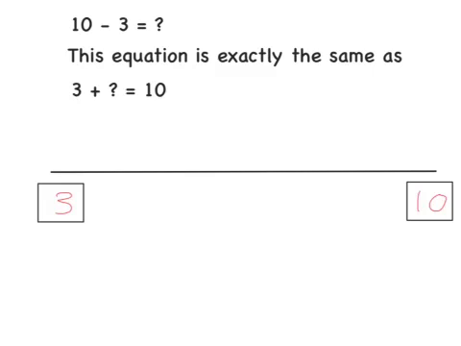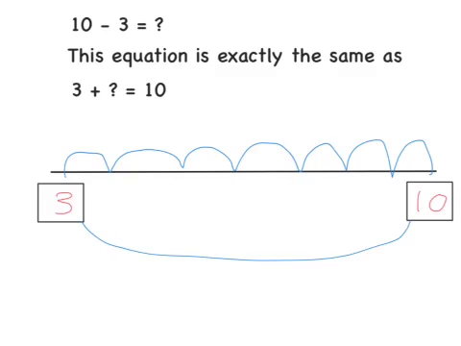So here we go. We could jump in 1s, 3, 4, 5, 6, 7, 8, 9, 10. Or we could be super clever and know that 3 plus 7 equals 10. So by knowing that these two equations are the same, we know that 10 take away 3 equals 7, because we know that 3 plus 7 equals 10.